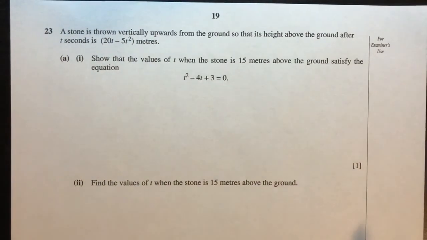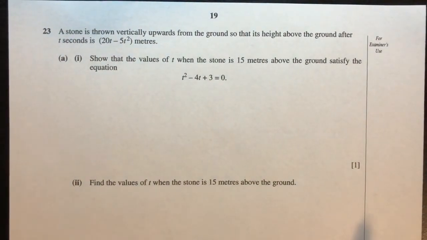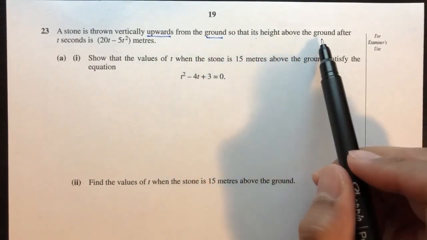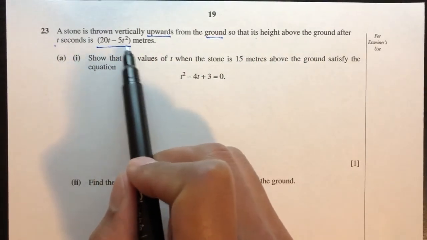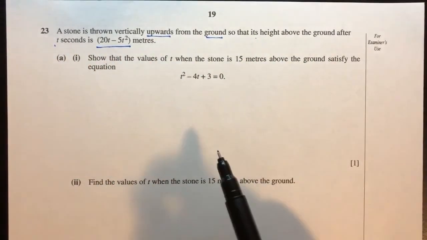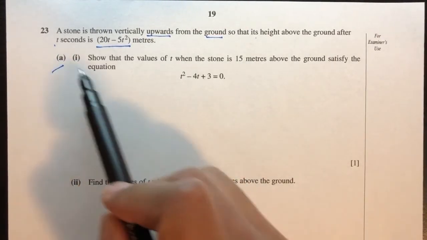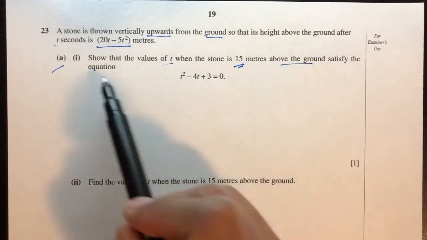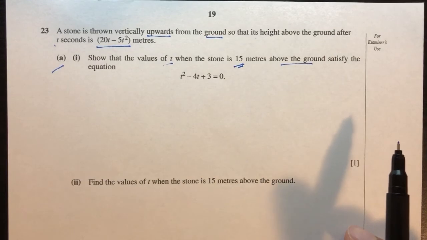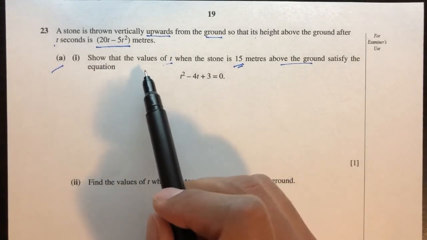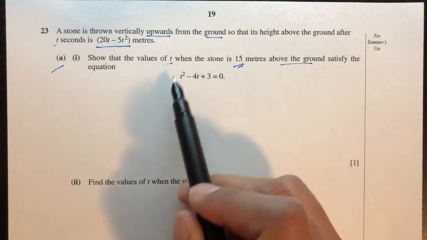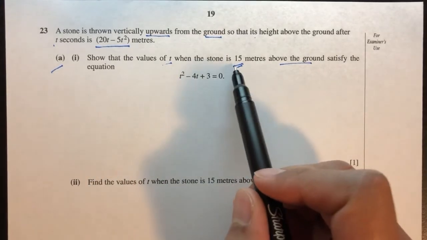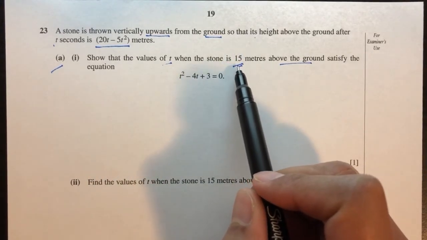Okay, question number 23. A stone is thrown vertically upwards from the ground so that its height above the ground after t seconds is this much in meters. Not a big deal here. This one, show that the values of t when the stone is 15 meters above the ground satisfy this equation. So we have to show that this is the equation that we get when the stone is 15 meters above the ground.